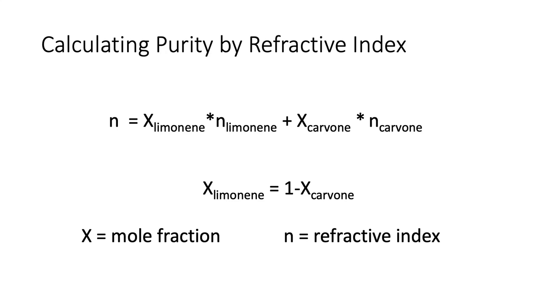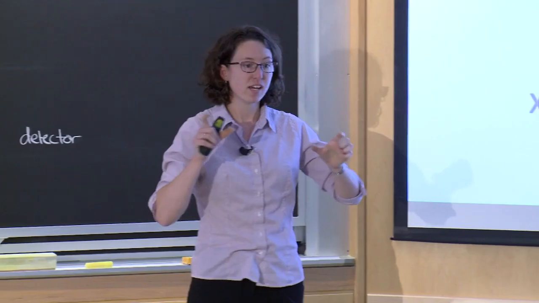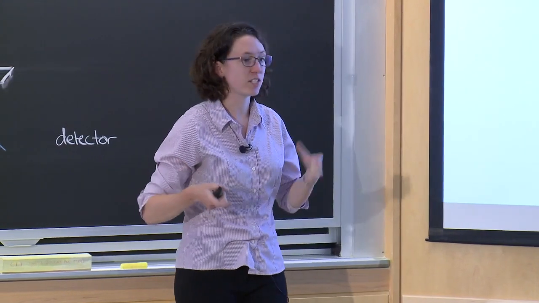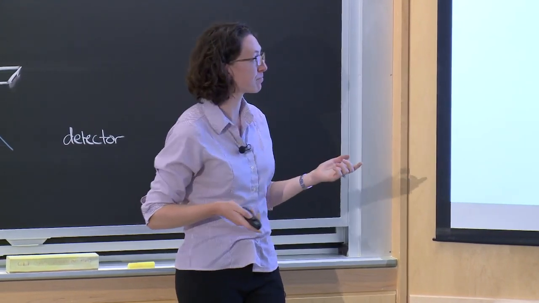And so that you don't have to solve for a million variables, if you remember, the mole fractions have to add up to 1. So your mole fraction of limonene is 1 minus your mole fraction of carvone. So you can plug that in up there, and using the measurements that you take in the lab, you can solve for the mole fractions of each of these components in both of your fractions that you collect from your distillation, and you can determine their purity that way.